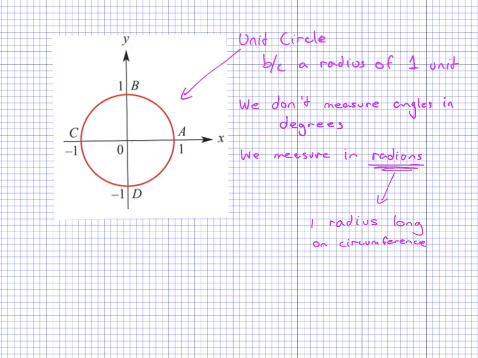So if I took this radius length here and I picked it up and I moved it to be on the circumference, it would be roughly that long there. So stretched across the circumference would be the radius. The gap from this line here to that line there is known as 1 radian. All right, that's a radian.